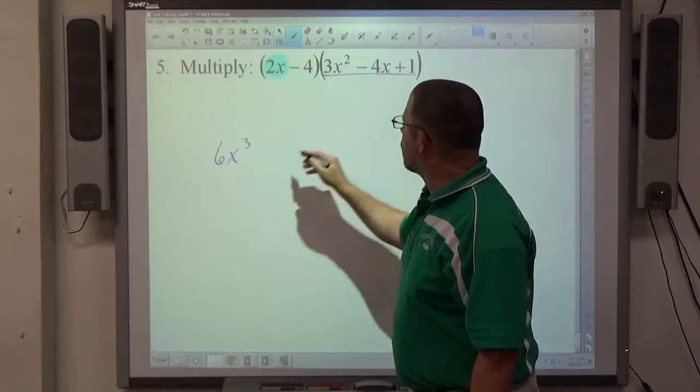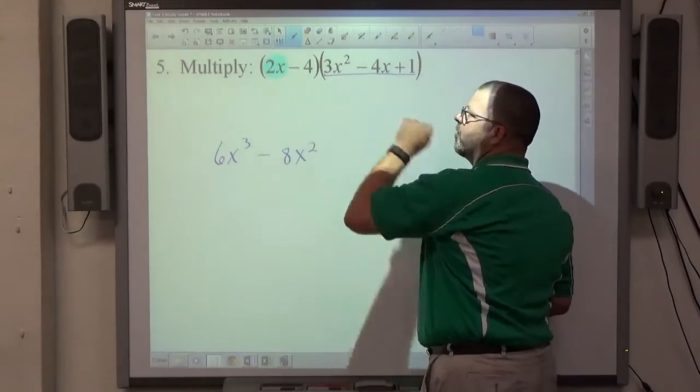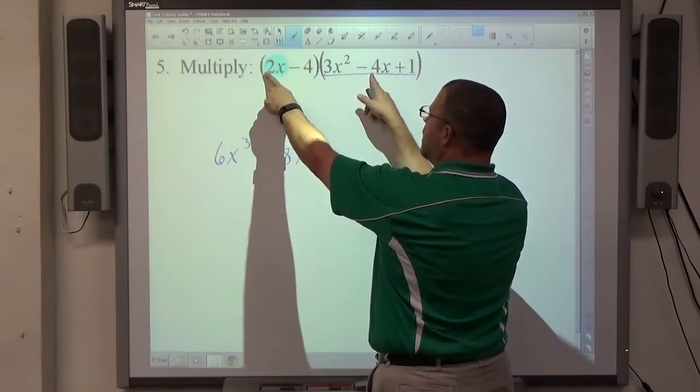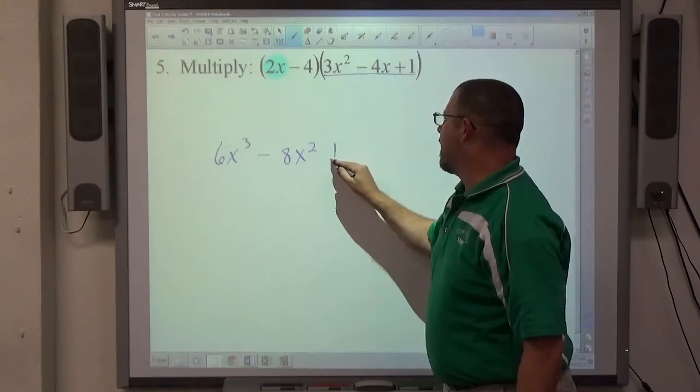2x times negative 4x makes negative 8x squared. It's negative because the signs are different. 2 and 4 multiply to make 8. X times x makes x squared. 2x times positive 1 makes positive 2x.